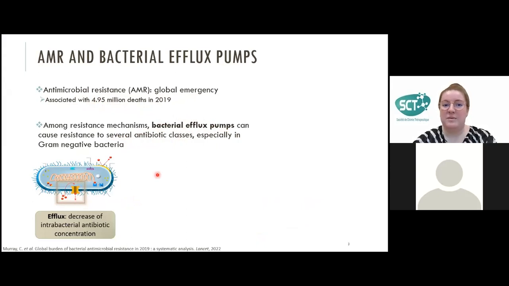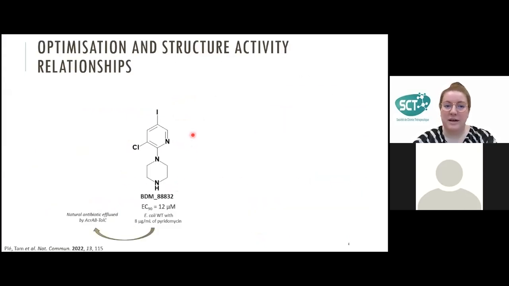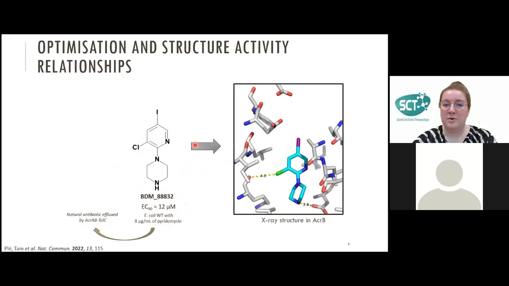So our work is to find bacterial efflux pump inhibitors, and more precisely, we are targeting AcrAB-TolC, which is an efflux pump found in E. coli and in K. pneumoniae. We previously described this AcrB inhibitor, this iodopyridine, with an EC90 of 12 micromolar. We test our compounds on E. coli with a subactive dose of pyridomycin, which is a natural antibiotic effluxed by the pump. In other words, the EC90 here represents the concentration of efflux pump inhibitor needed to improve the antibacterial activity of pyridomycin by threefold. And this compound was co-crystallized, giving us the starting point of our new work.